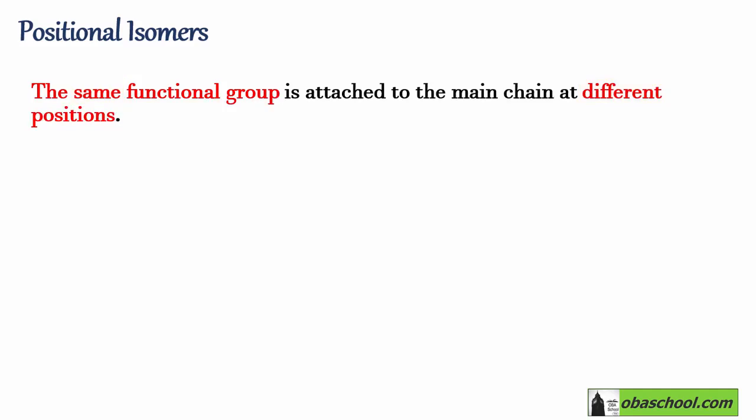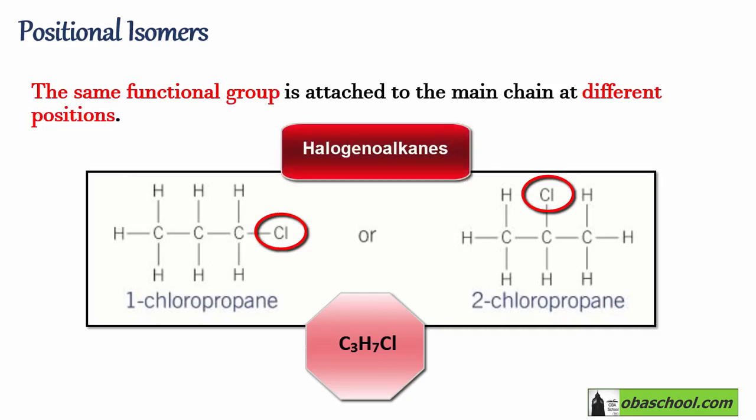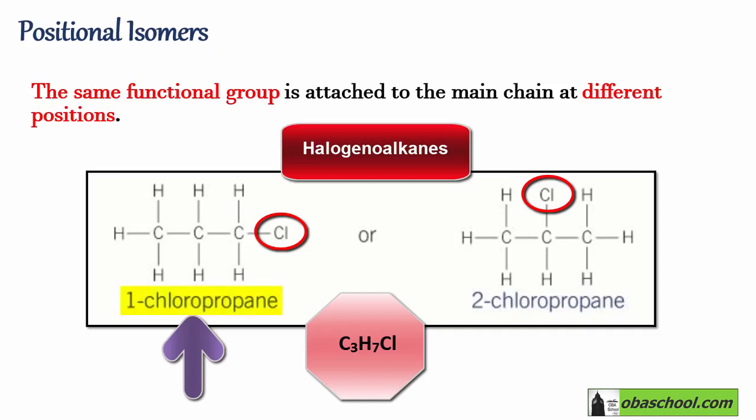For example, the molecular formula C3H7Cl could represent 1-chloropropane or 2-chloropropane. So the molecular formula of both compounds is C3H7Cl. Both compounds are halogenoalkanes, and the chlorine atom, which is the functional group, is attached at two different positions. So these are positional isomers because the position of the same functional group on the same main chain is different. In this case, it is attached to carbon number 1, whereas here it is attached to carbon number 2.